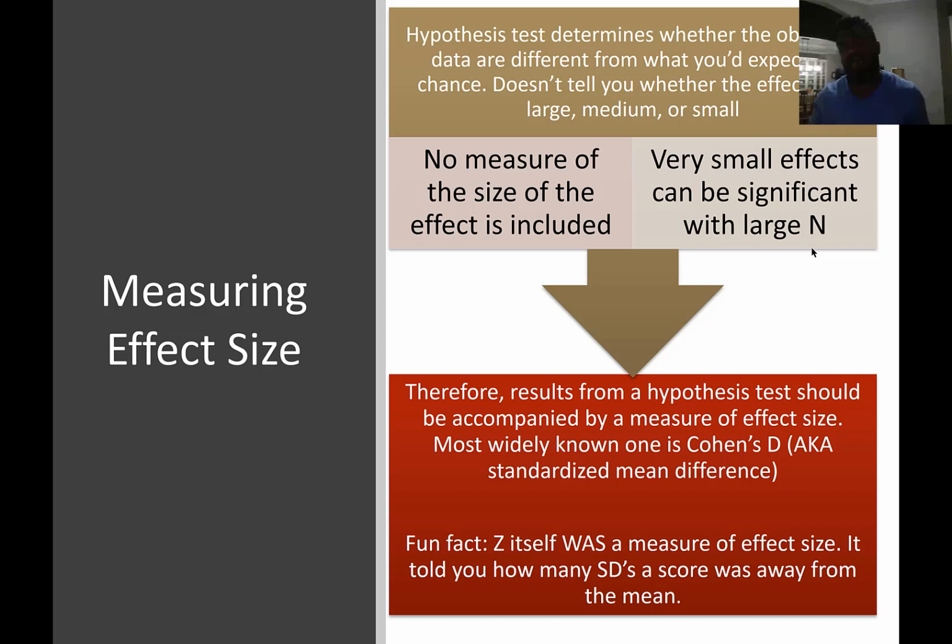Now, a fun fact about Z, right? A Z itself, the p-value, it was sort of both of them because it told you whether or not the thing was statistically significant, but it also told you how many standard deviations the score was away from the mean. So in and of itself, Z is actually both a test of statistical significance and a measure of effect size, because of what it does, but it's sort of unique in that regard. All the rest of the things we're going to learn don't work that way. Okay.